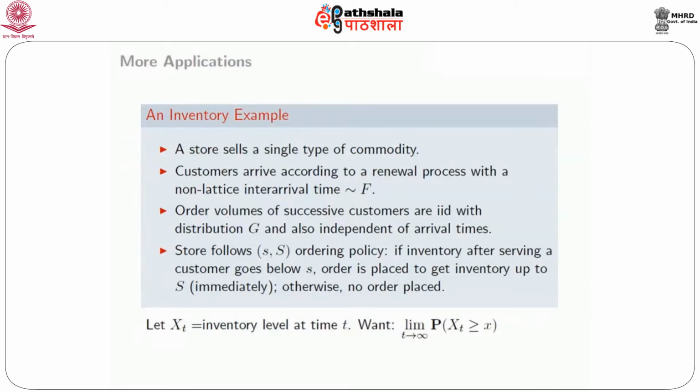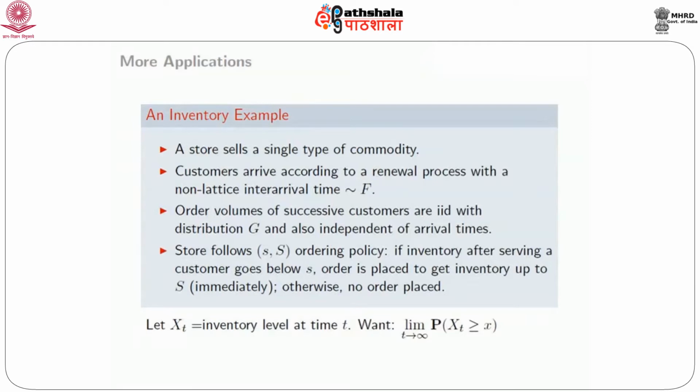What is it? If the inventory after serving a customer goes below little s, an order is placed to get the inventory up to capital S immediately; otherwise no order is placed. So every time serving a customer takes the inventory below little s, the stock is immediately updated to capital S by placing a new order, which is immediately served. And no orders are placed until that happens. Let X_t be the inventory level at time t.